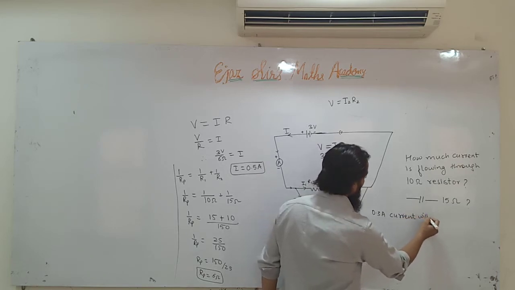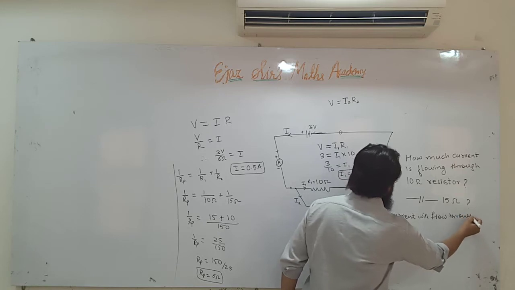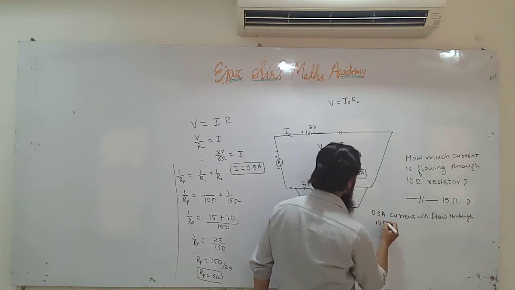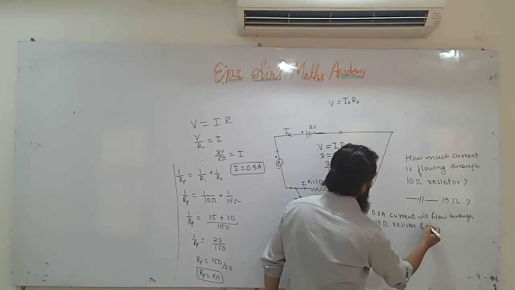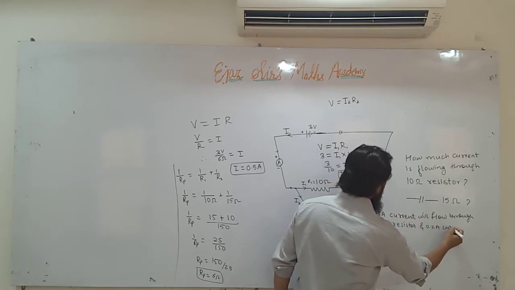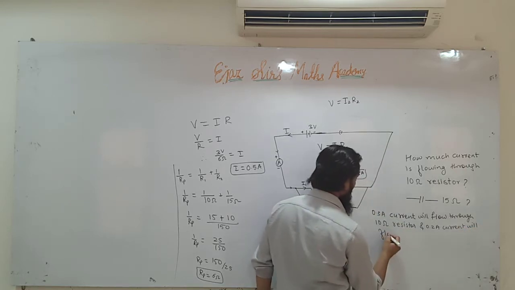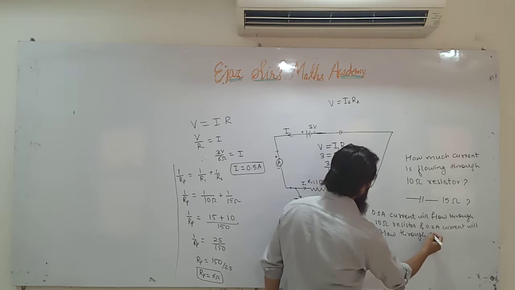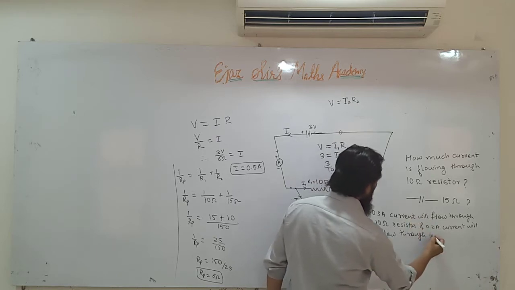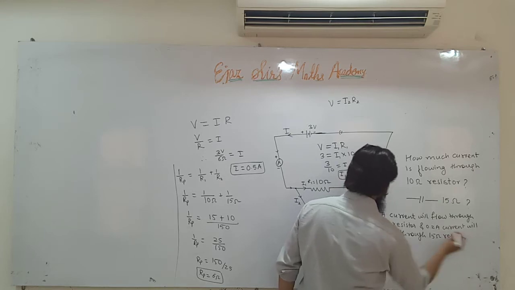So here we will write 0.3 ampere current will flow through the 10 ohm resistor, and 0.2 ampere current will flow through the 15 ohm resistor. This is our answer.